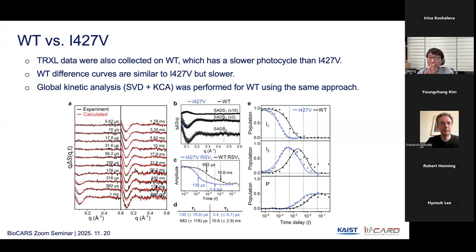So to further validate our findings, we also collected TRXSS data on the wild type sample, which has a slow photocycle compared to the mutant. And the difference scattering curves for the wild type are similar to those of the mutant, but the transitions occur more slowly. We performed the global kinetic analysis on the wild type data too. And this confirmed that the sequential intermediates and the overall photocycle mechanism observed in the mutant are consistent with the wild type. This demonstrates the generality of our model.